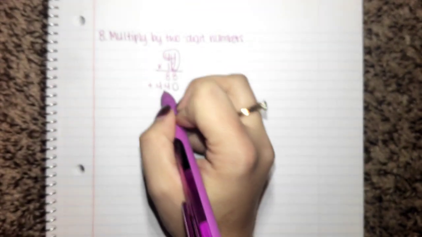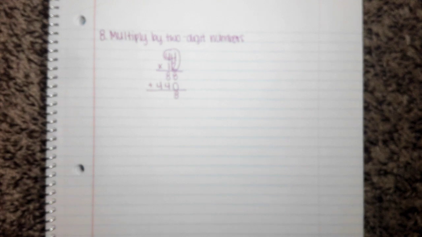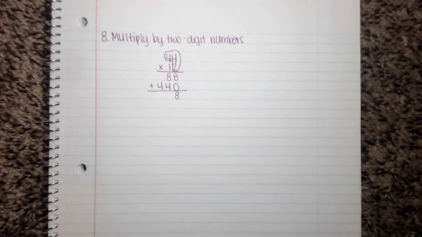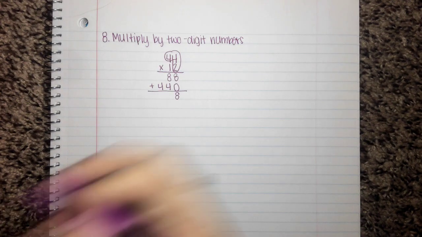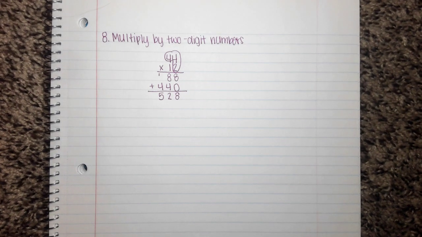So I have 88 plus 440. 8 plus 0 is going to give me 8. 8 plus 4 is going to give me 12. Add my 1 up top here. And my 4 plus 1 is going to give me 5. So my answer should be 528, even though you can't see it. Perfect, there we go. All right, so my answer should have been 528.